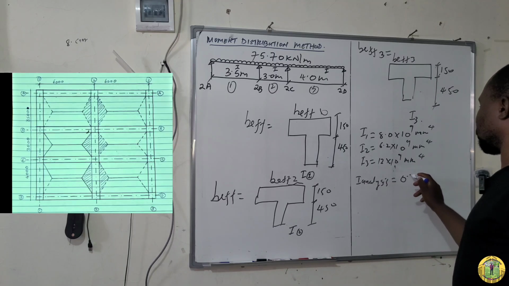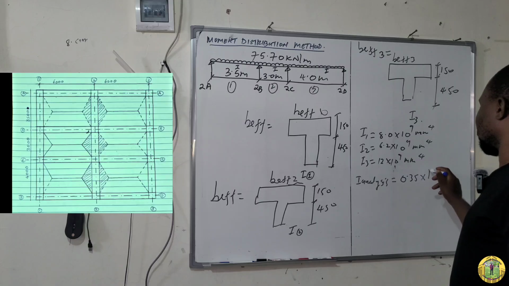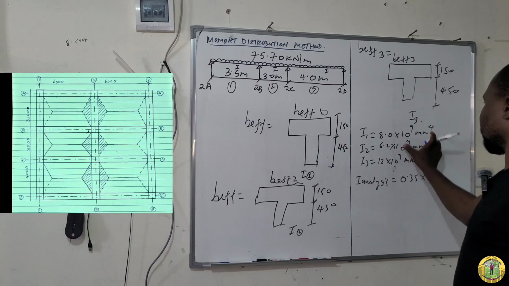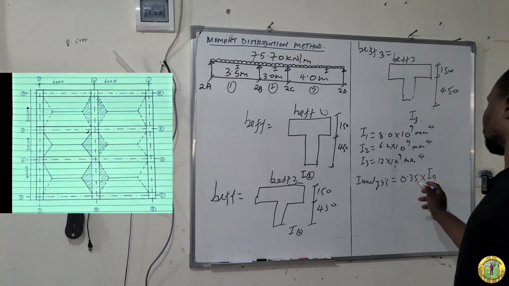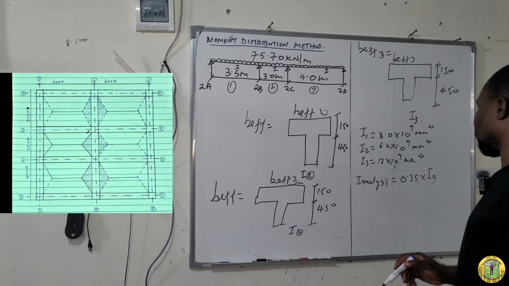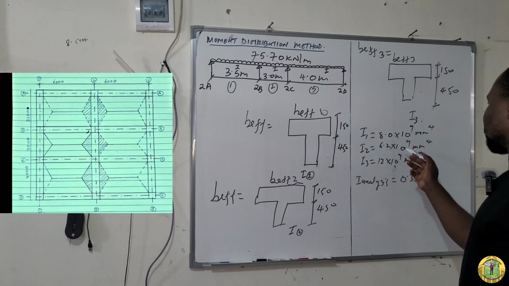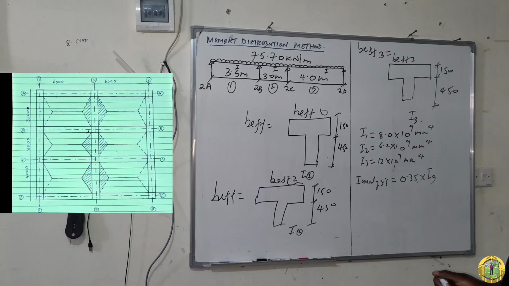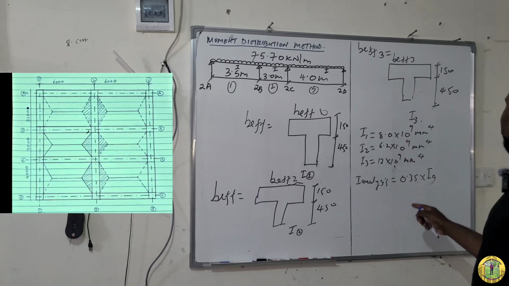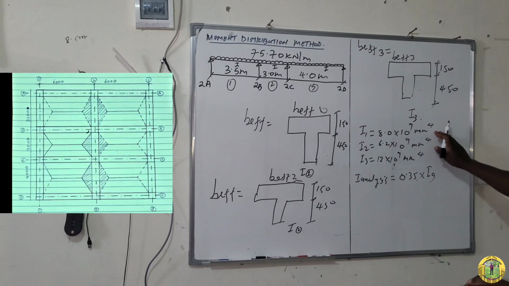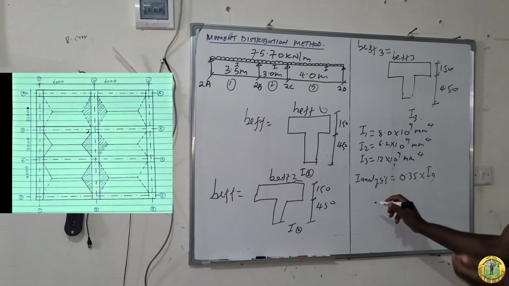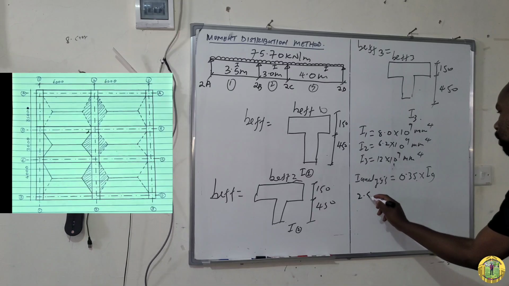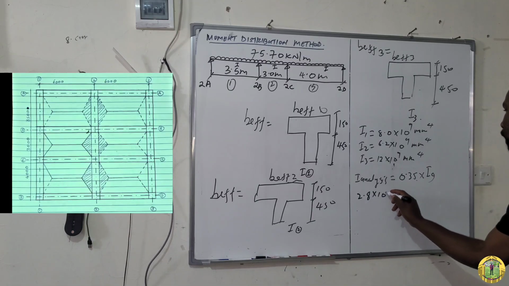I for analysis is equal to 0.35 times I gross. These are the I gross. So you will multiply 0.35 times this, times this, times this. Let's do it practically. So 8 times 0.35, you will get 2.8 times 10 to the power of 9.